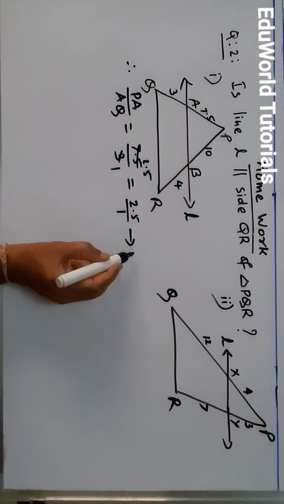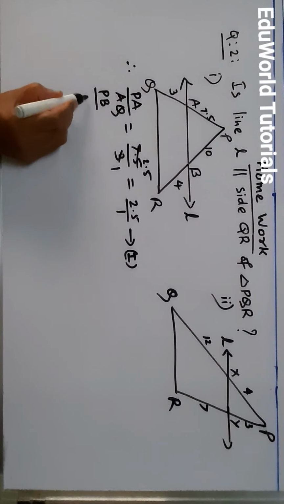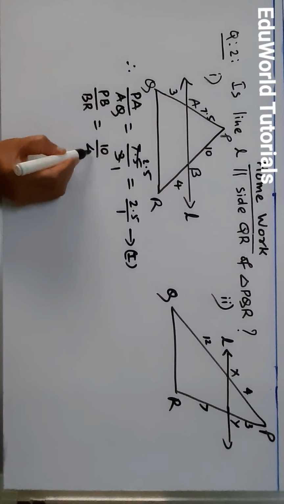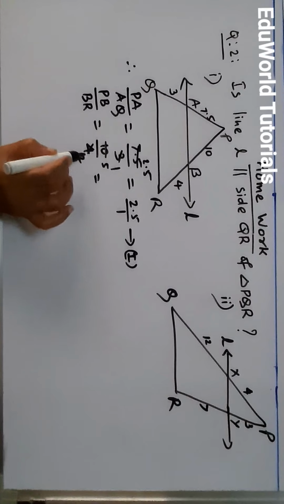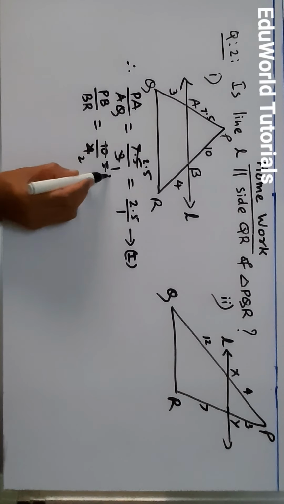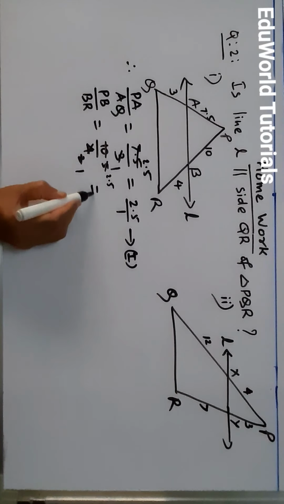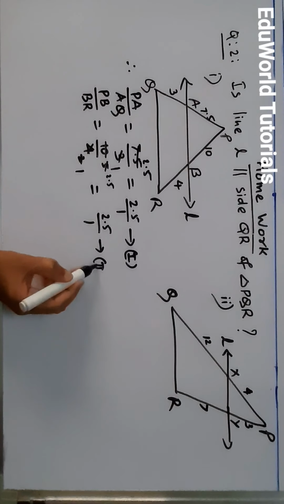So it is 2.5 is to 1, result number 1. Similarly, we will find the ratio PB to BR, that is equal to 10 upon 4. We can cut this, 2 2s are, 2 5s are. Again this 5 by 2 can be cancelled, that will be equal to 2.5, and this is equal to 2 1s are 2. So 2.5 upon 1. This is result number 2.